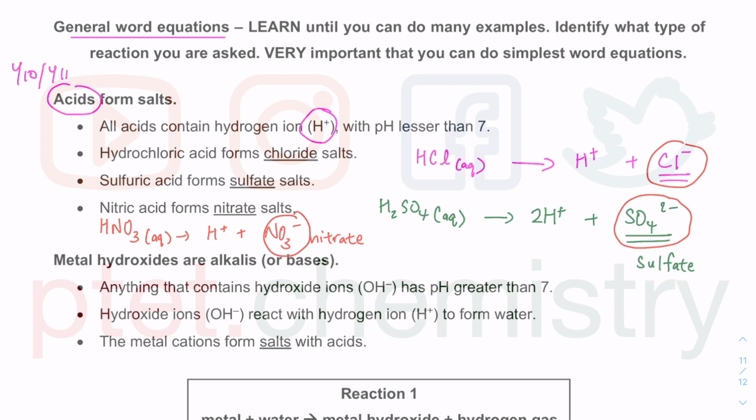Whatever you do, if there's something you have to remember, HCl, H2SO4, and HNO3. Do not just remember them by name, keep on pronouncing this until it becomes natural to you. H2SO4, 2 hydrogen, 1 sulfur, 4 oxygen. HNO3, 1 hydrogen, 1 nitrogen, 3 oxygen. HCl, 1 H and 1 Cl. The name is chloride salt, the name is sulfate salt, the name is nitrate salt.